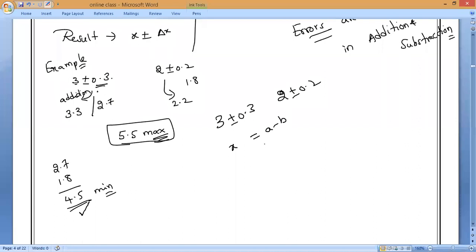X is equals to a minus b. Means 3 minus 2, which is equals to 1. Understand? But the error, now tell me. Of course, x I got. Now x plus or minus delta x. Then delta x is equals to what?